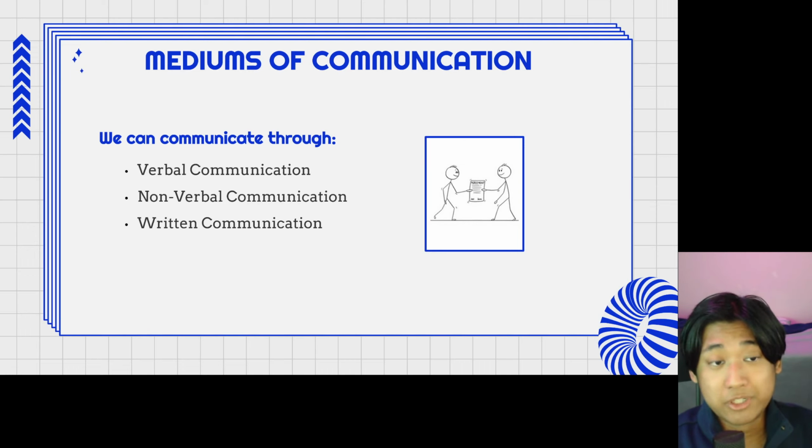Now, the third type of communication is written communication. In this picture, these two people are writing down on a piece of paper terms and agreements of a contract. Later, they're going to take actions based on what they have written down on this piece of paper. So that's why written communication is pretty strong in our society.